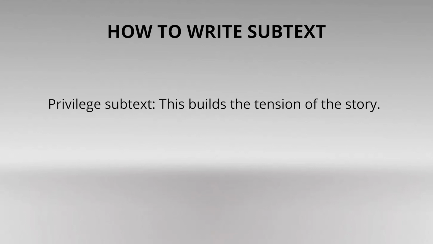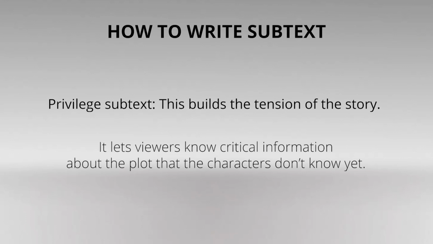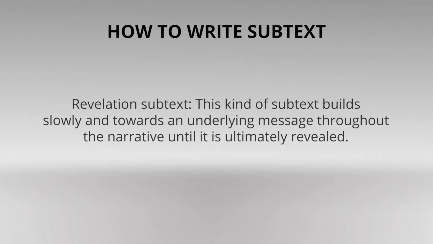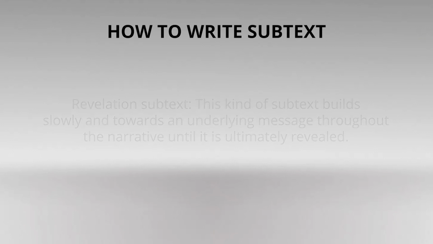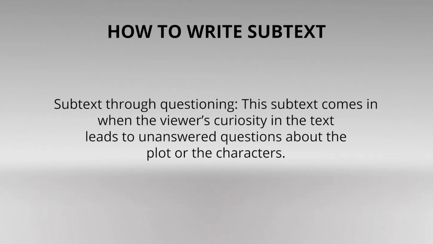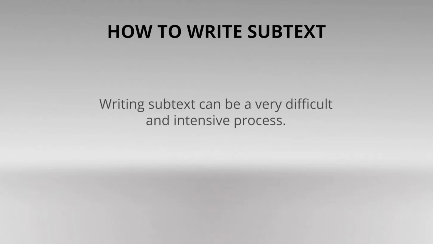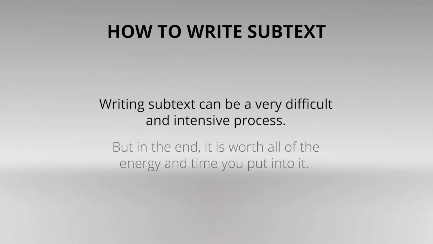Here are 3 major categories of how to write subtext. Privileged subtext. This builds the tension of the story. It lets viewers know critical information about the plot that the characters don't know yet. Revelation subtext. This kind of subtext builds slowly towards an underlying message throughout the narrative until it is ultimately revealed. Subtext through questioning. This subtext comes in when the viewer's curiosity leads to unanswered questions about the plot or the characters. Writing subtext can be a very difficult and intensive process, but in the end, it's worth all of the energy and time you put into it.